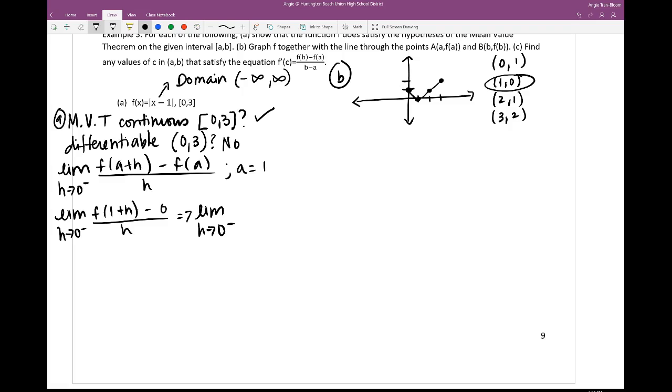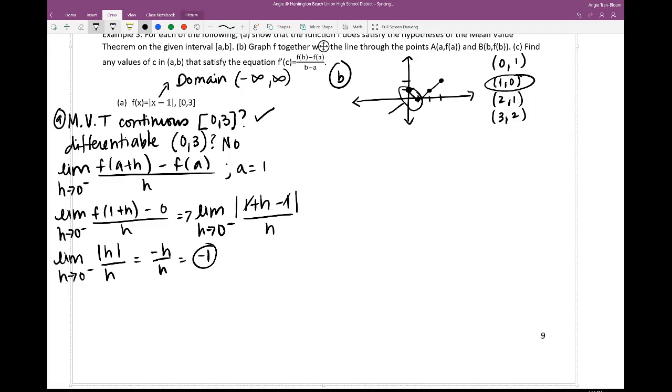which is really limit as h approaches 0 from the left. If it's the left, I would need to have it in this one. Would you agree? Okay. So that's going to be absolute value of 1 plus h minus 1 all over h. So limit as h approaches 0 from the left, the 1s are canceling, so now it's absolute value of h over h. Remember, if it's the left, I have to take the negative, so it's going to be negative h over h, which is going to be negative 1. So the left hand slope is negative 1, which matches the graph.